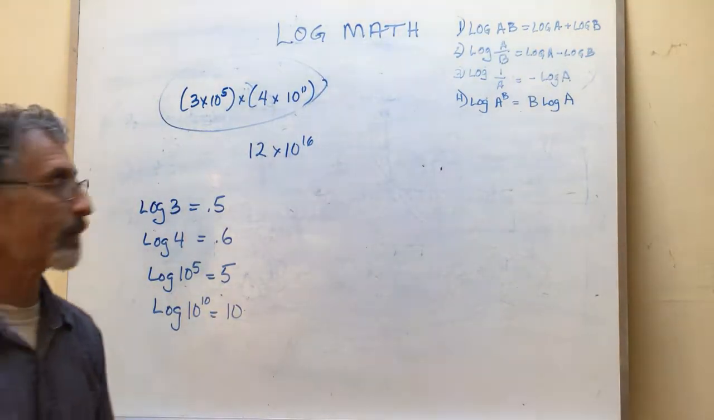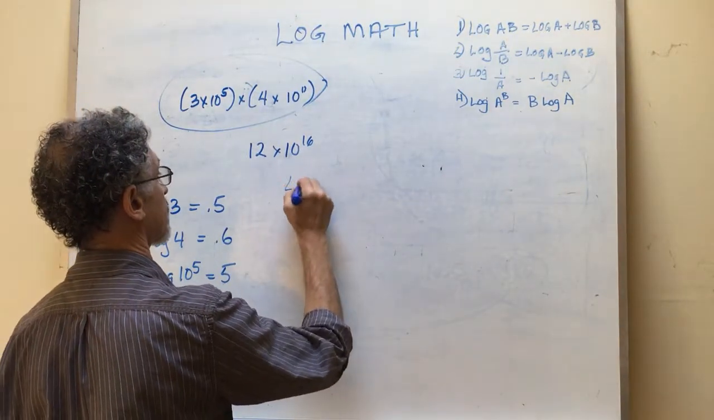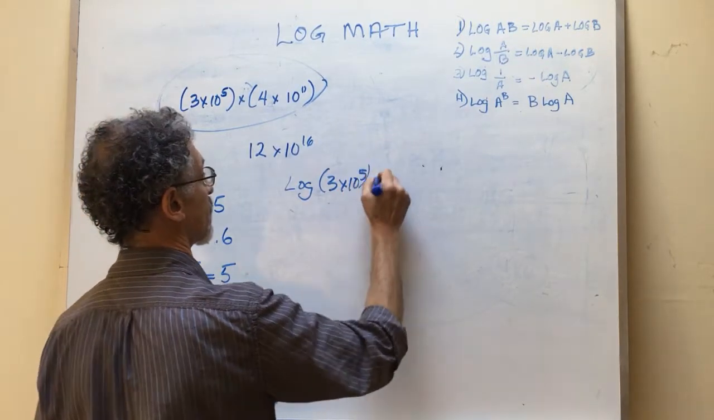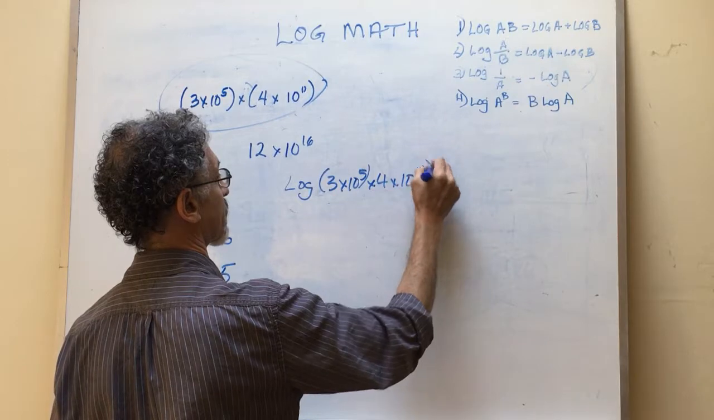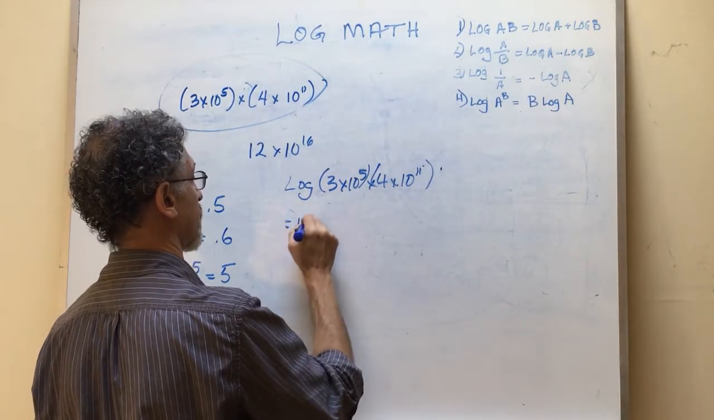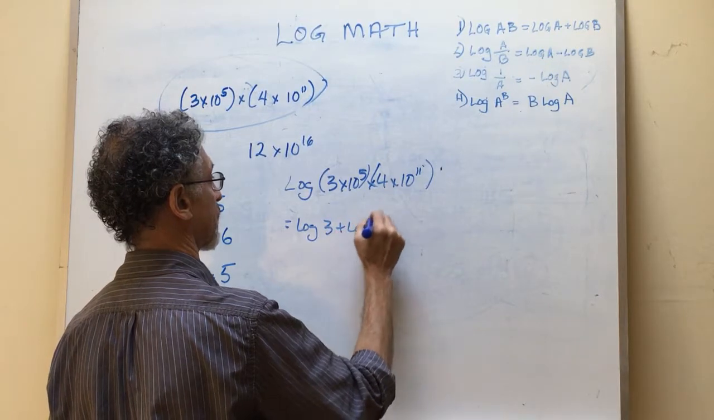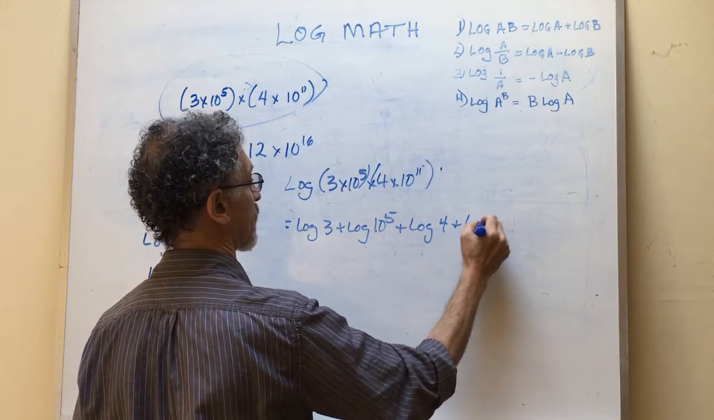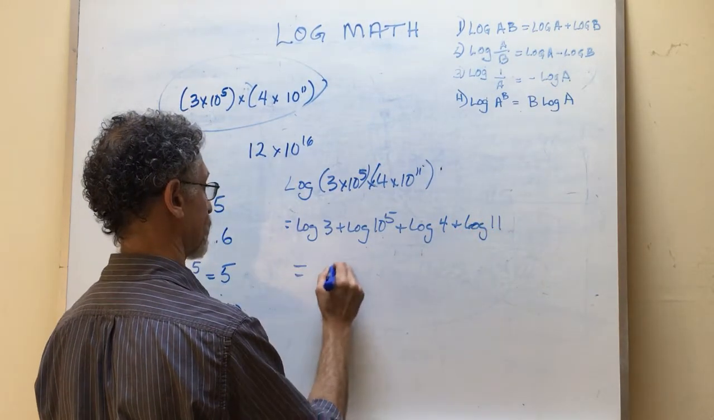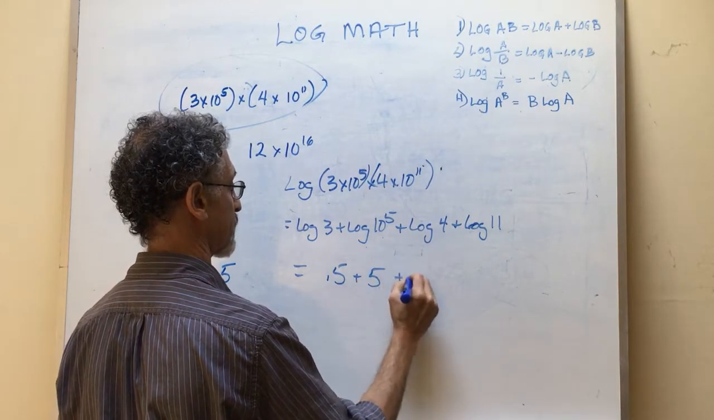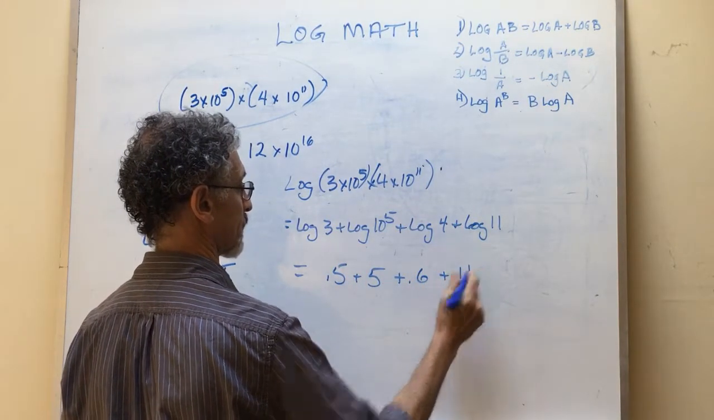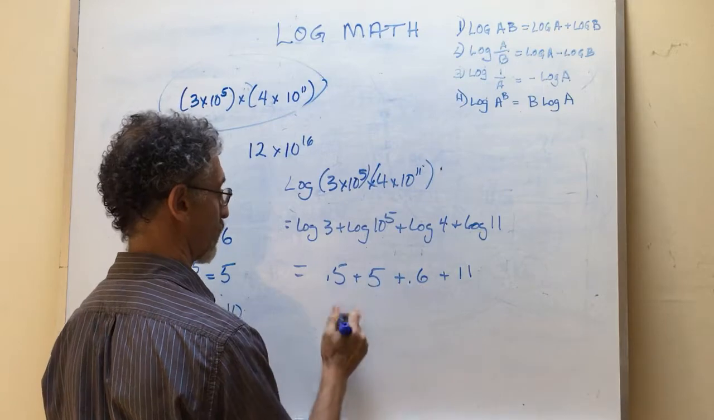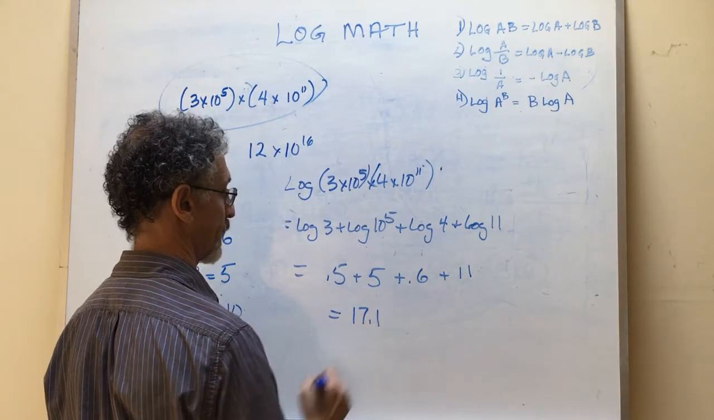So now we'll put this all together. And the log of 3 times 10 to the 5th times 4 times 10 to the 11th equals the log of 3 plus log of 10 to the 5th plus log of 4 plus log of 10 to the 11th, equals 0.5 plus 5 plus 0.6 plus 11. 5 and 11 is 16. This is 1.1, and your answer is 17.1.